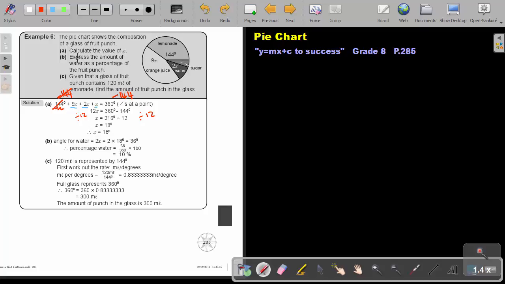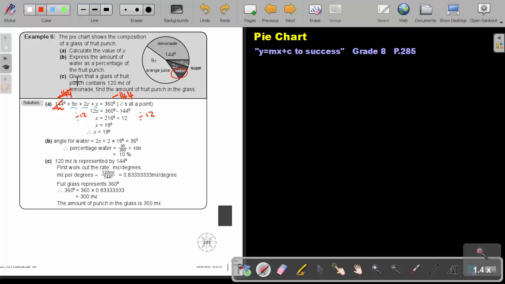Okay, now express the amount of water as a percentage of the fruit punch. Okay, there is the water. That's 2x. So first work out the 2x. So 2 times 18, and that's 36 degrees. Now, if you want to make it a percentage, you just take the 36 and make it a fraction of the total, which is 360. And then to make it a percentage, I multiply by 100%. And that gives me an answer of 10%.